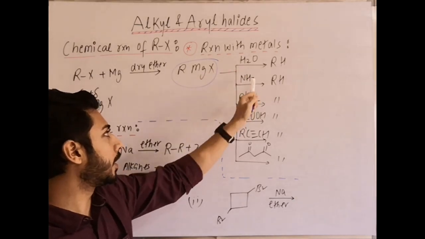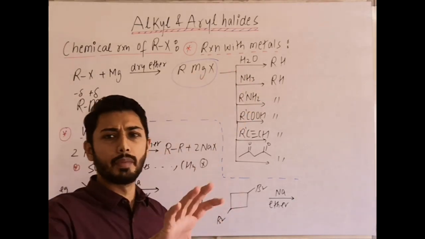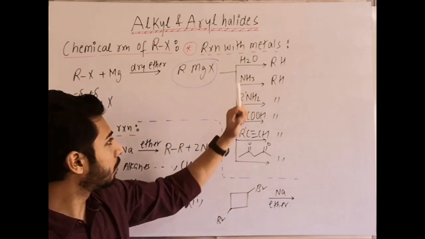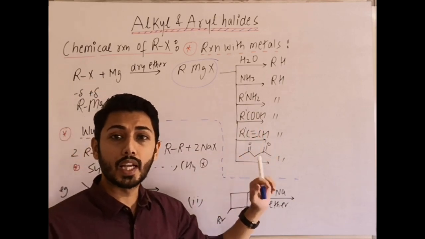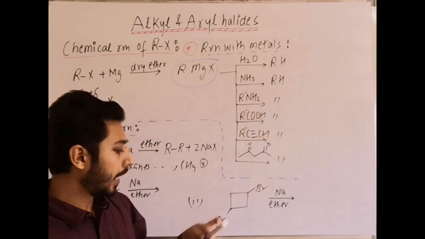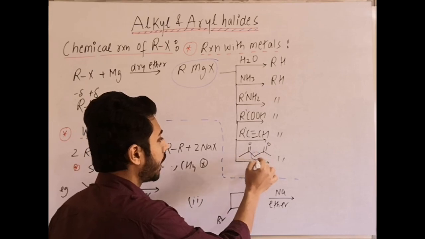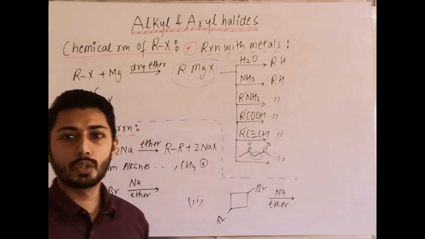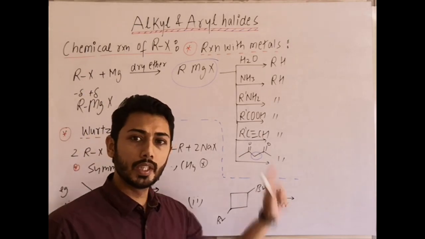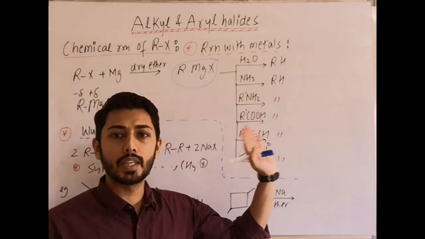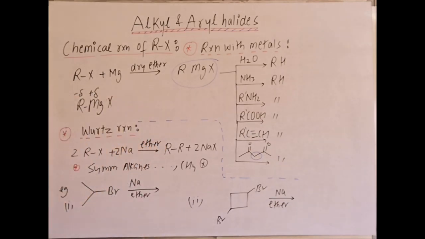NH3 contains acidic hydrogen because this C minus is basic enough. It takes H plus from the second one also, the third one also, the carboxylic group also, and the terminal hydrogen of an alkyne is also acidic in nature, and here this hydrogen on the active methylene carbon is also acidic in nature. They all will result in the formation of alkane with Grignard reagent, which is an acid base reaction, right? Then next is the Wurtz reaction, alkyl halide with sodium metal in dry ether.